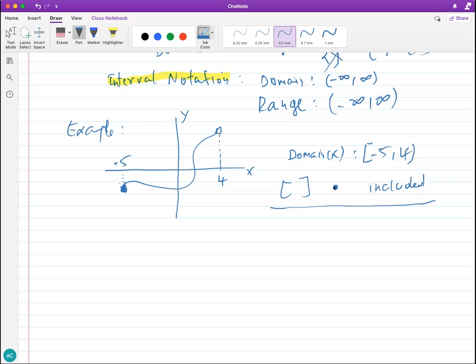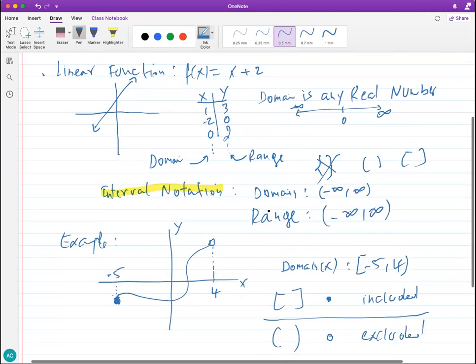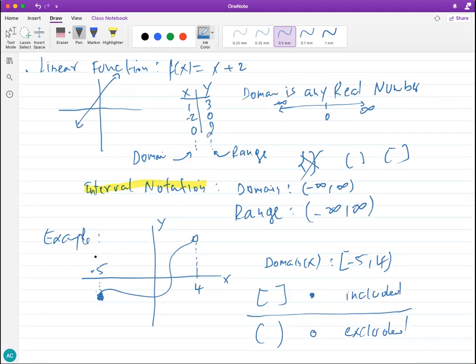If the point is included, use brackets. And if the point is not included, if you see a hole in the graph, use parentheses. If you see a hole like this, that means not included, or excluded. That's convenient with graphs because graphs can have many values. So instead of writing all the values, we just need two values, the lowest and the highest.